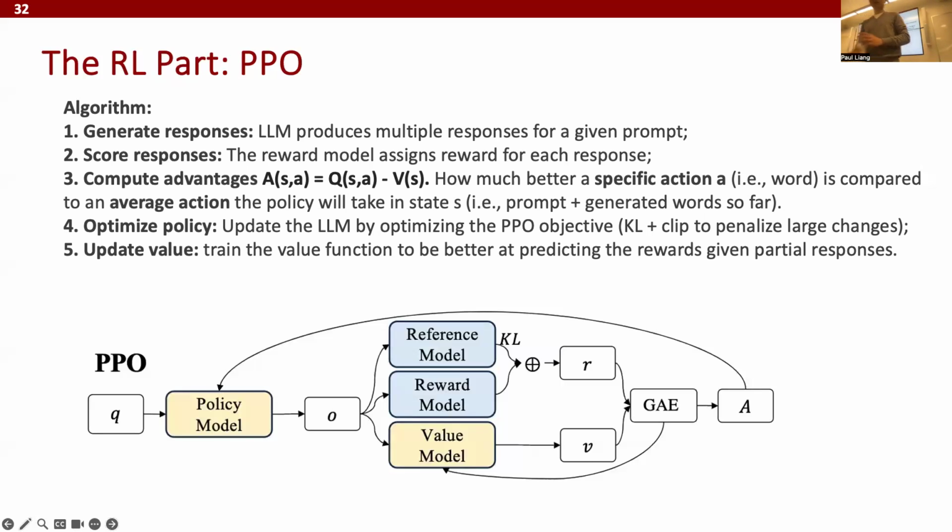And another subtle thing is that after optimizing your policy, you also update your value function. So you would try to train a better value model, and you want to think of this value model as, again, assessing the goodness of an average word.